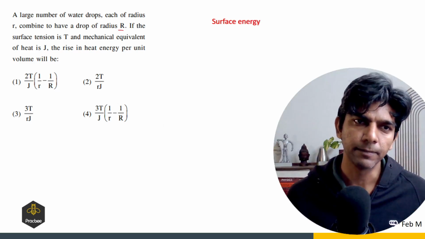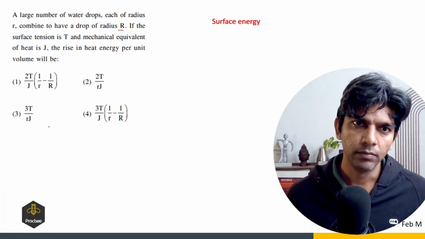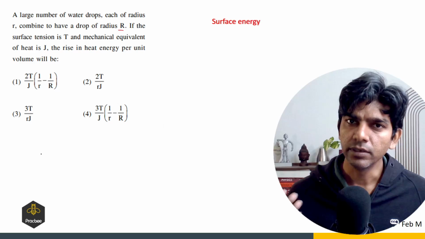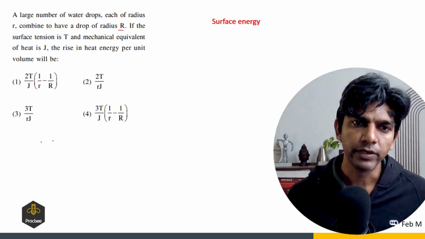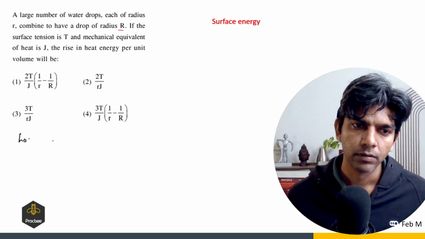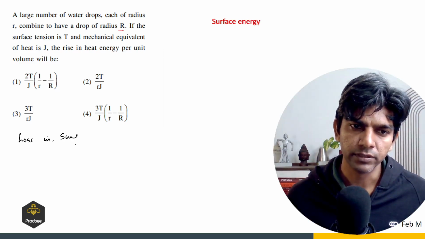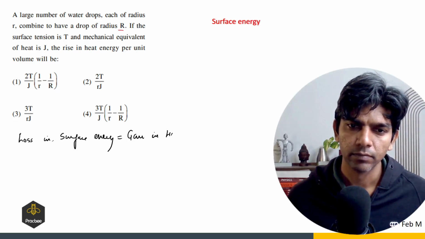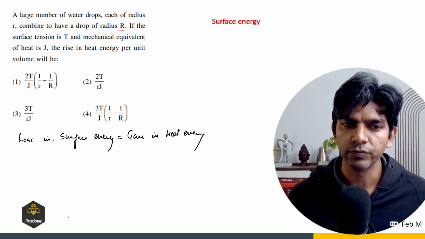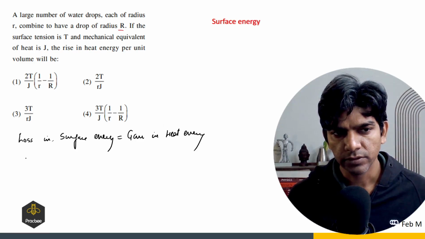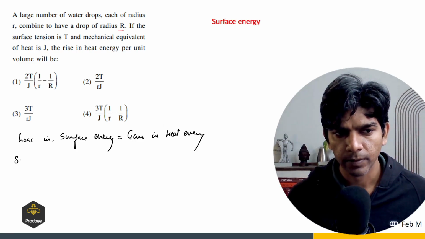So what happens in this case? The energy will release. Now that released energy is being used in heating up the large drop. So what we can do, loss in surface energy will be equal to gain in heat energy, right? So that is what we have to apply. Now what is the loss in surface energy? So it will be surface energy of all small drops, minus surface energy of the big drop.